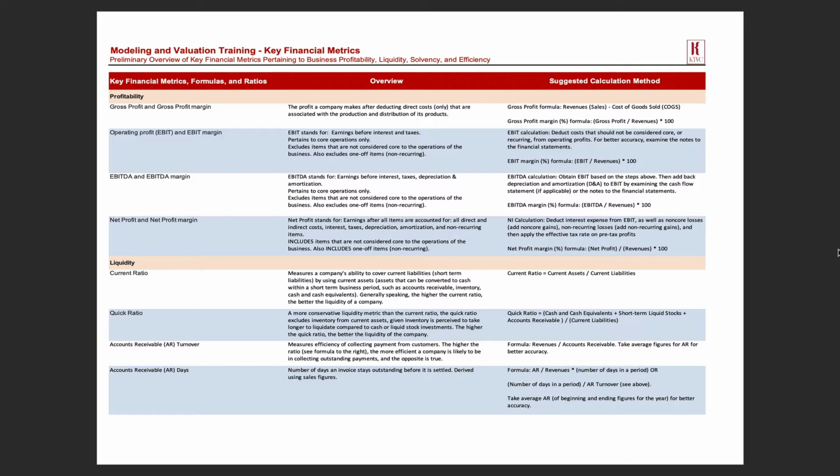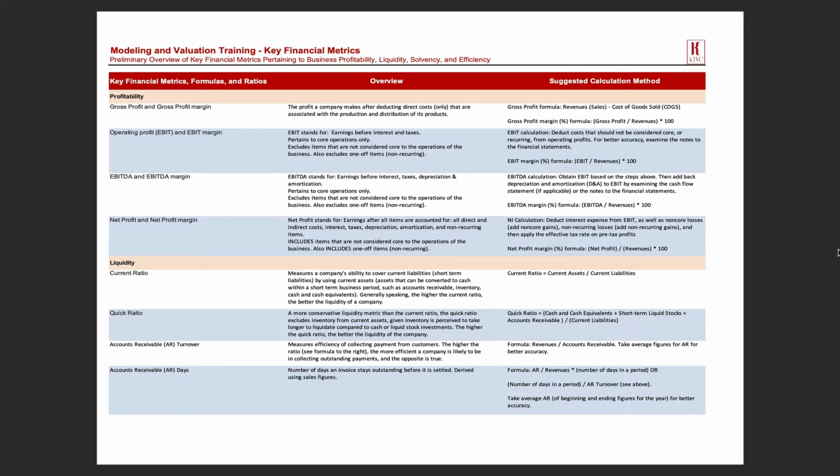So if a company sells a product for $100, but it costs the company $50 to procure that product, then the gross profit on that product is 100 minus 50. And the gross profit margin on that product is 50 divided by selling price, which is 100, times 100. So it's 50%.